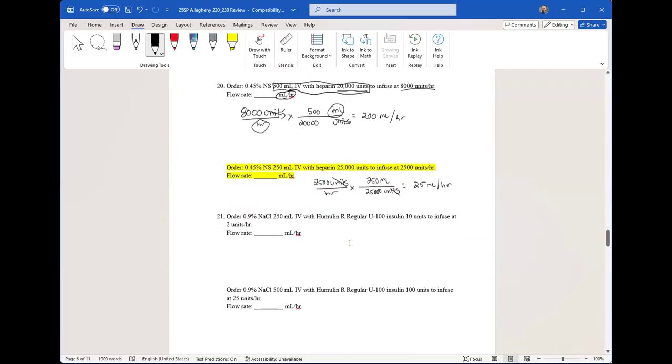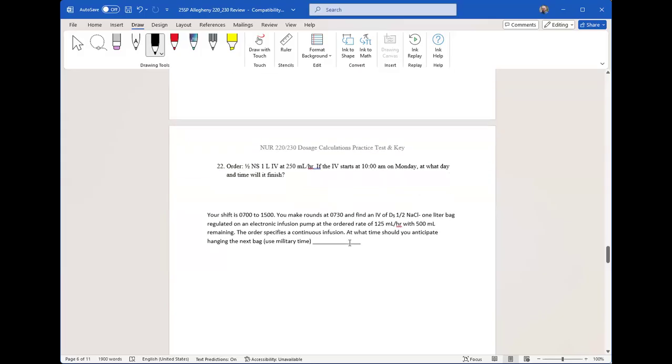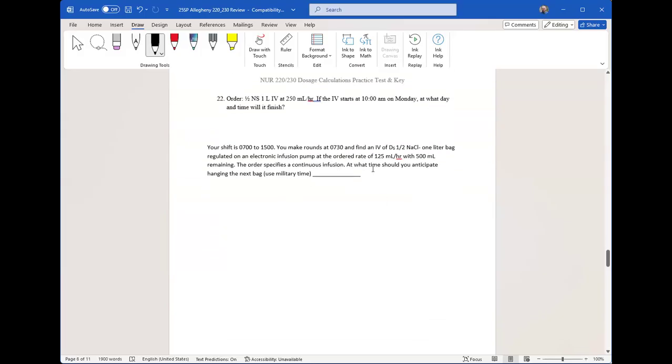I did add a question in here just in case you have to do something like this where it asks you to use military time. I find that sometimes you get asked this question, sometimes not. I don't know what's changing. So it tells you that your shift runs from 7 to 3. You're making your rounds at 7:30. And then you have an infusion rate of 125 milliliters per hour, and 500 milliliters is remaining in it. So I just wanted to mark the important things here.